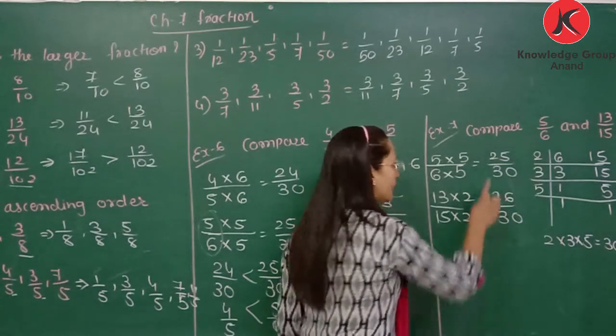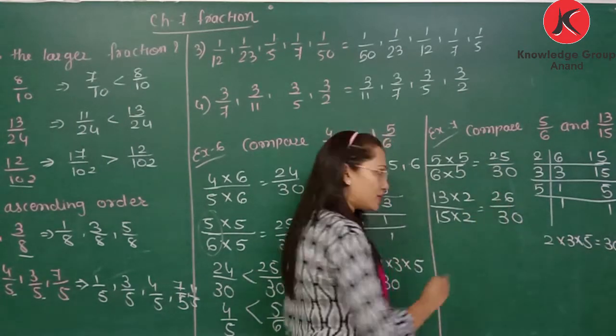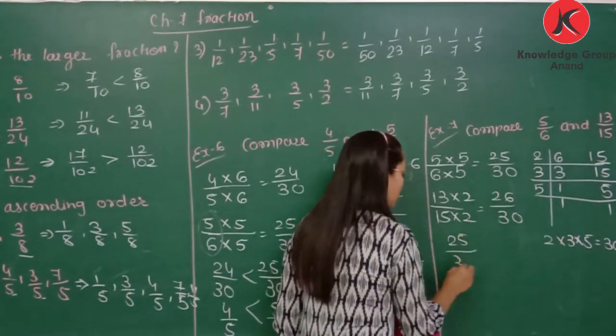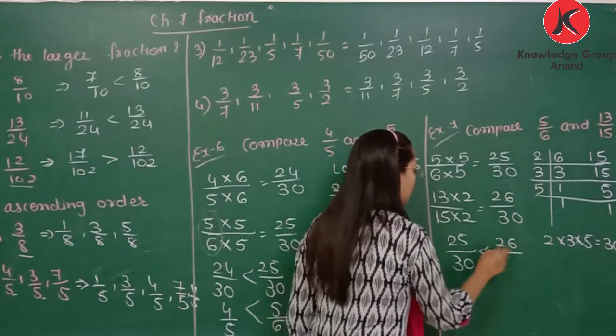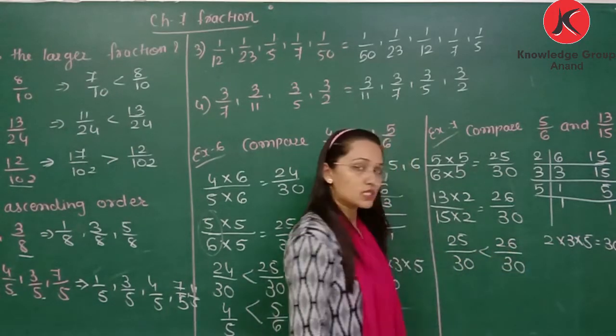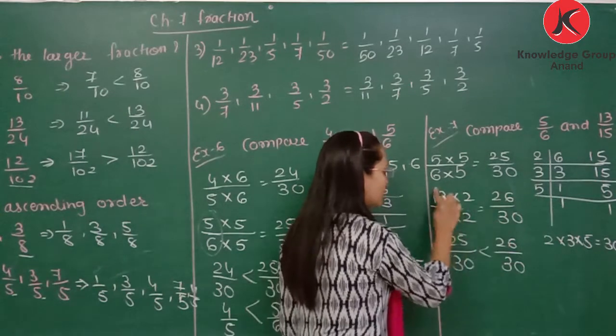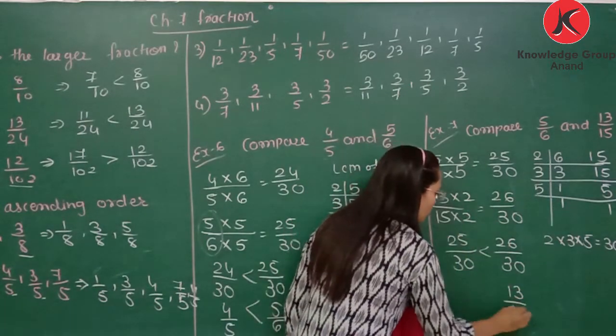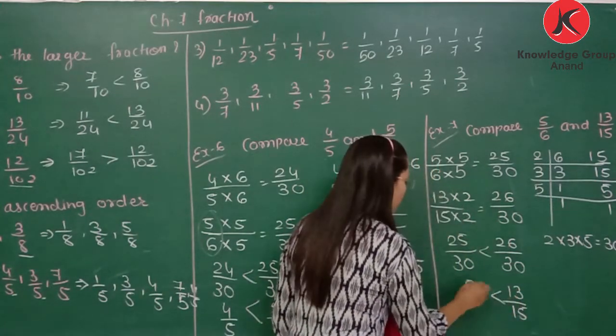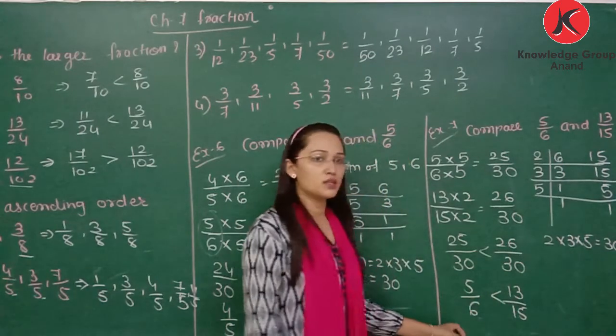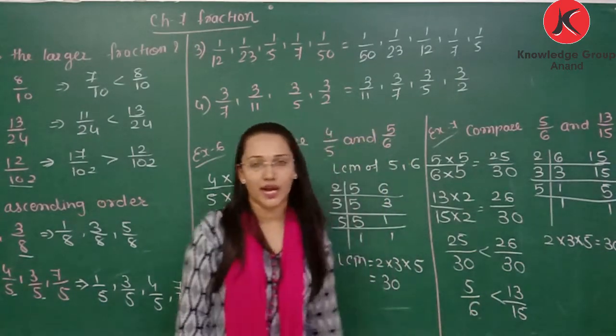Now which one is greater, 25 or 26? 26 is greater. So we can write 25 by 30 less than 26 by 30. But 26 by 30 is 13 by 15. It will be greater than 5 by 6. So this is the method of comparison of unlike fractions.